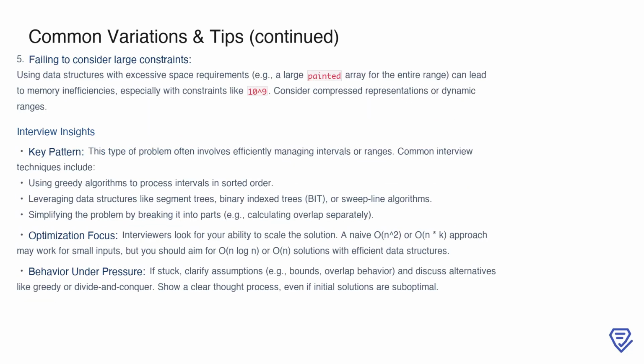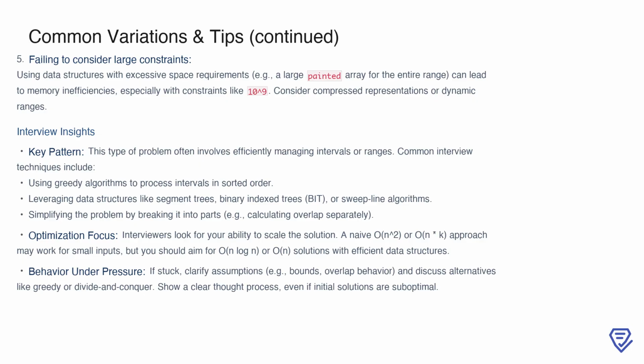It's also important to consider constraints when designing your solution. For example, if the range of values is very large, such as up to 10^9, using a straightforward painted array to represent the entire range becomes impractical due to memory limitations. In such cases, you should use compressed representations or data structures that dynamically adjust to the active range.